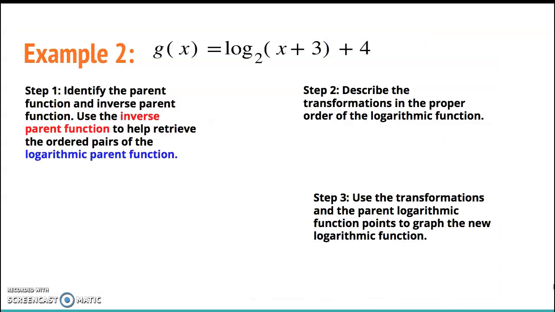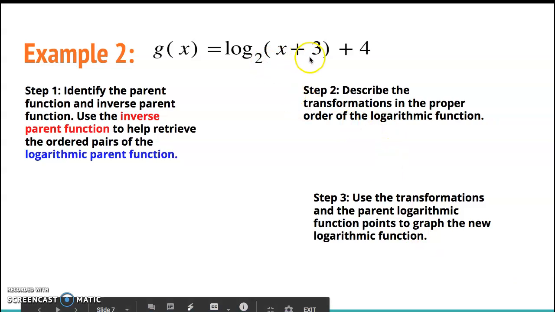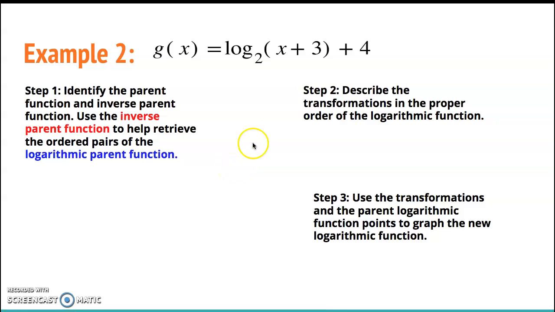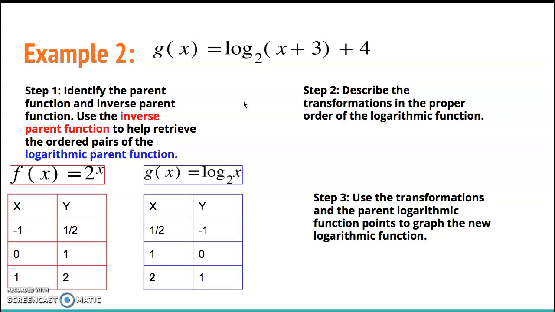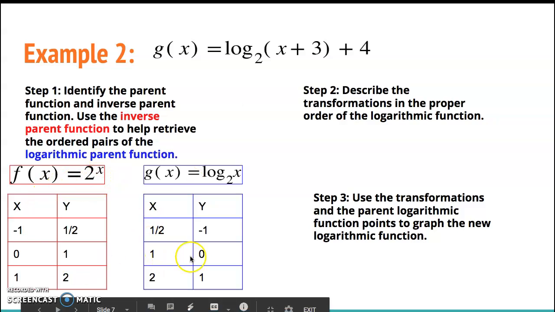So let's take a look at an example. Log base 2 of x plus 3, plus 4. First thing you want to do is identify the parent function and the inverse parent function. Looking at the fact that it is base 2, its inverse parent function is 2 to the x. We talked about what the ordered pairs for 2 to the x are, from your previous exponential lesson and from the previous few slides. So its parent logarithmic function is log base 2 of x with nothing being added or subtracted. And we know that if we flop the ordered pairs of 2 to the x, we will get the ordered pairs for log base 2 of x.